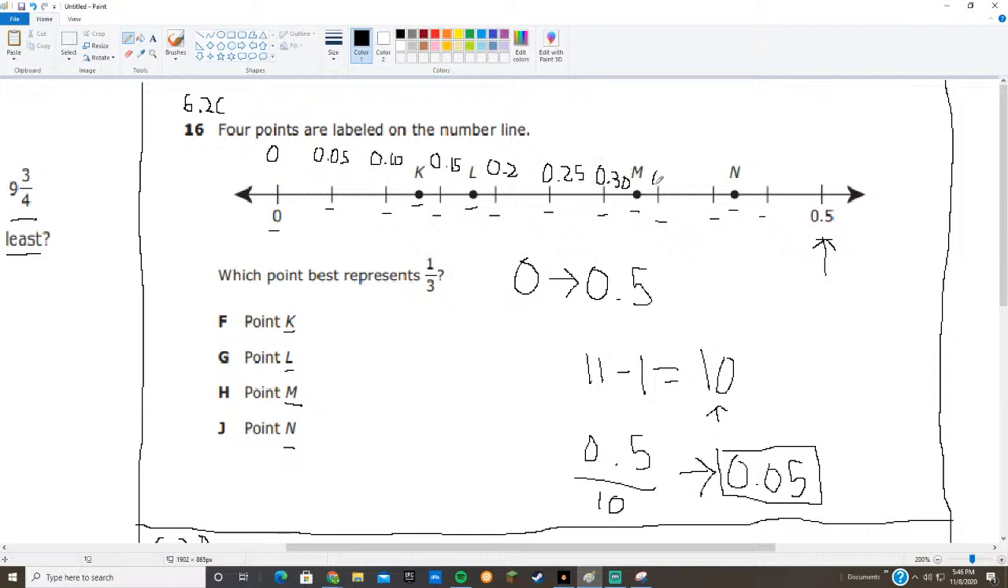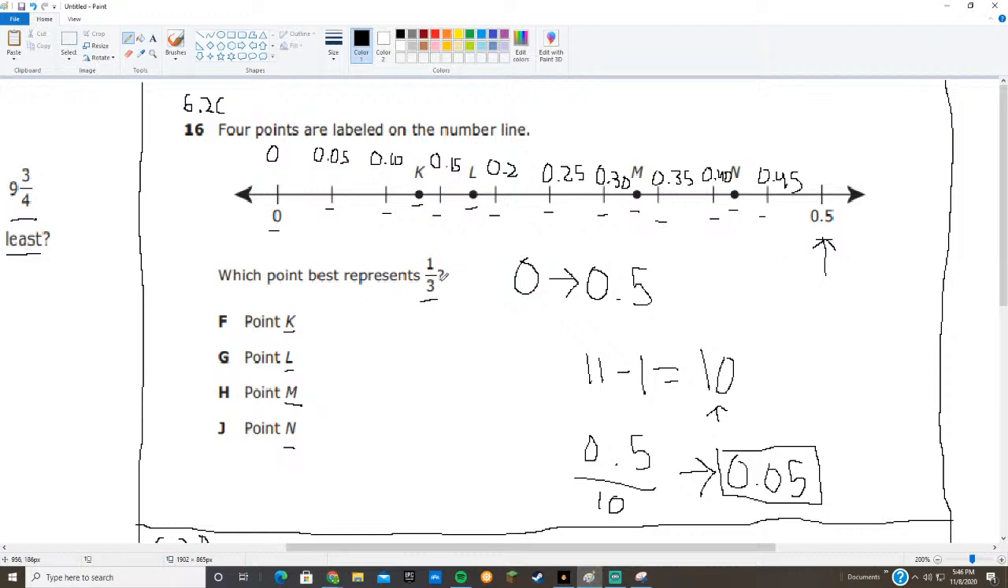So after we finish labeling these quickly, so we know about where each point is on the number line, we can go back to our question, and our question is asking us, which point best represents 1/3?